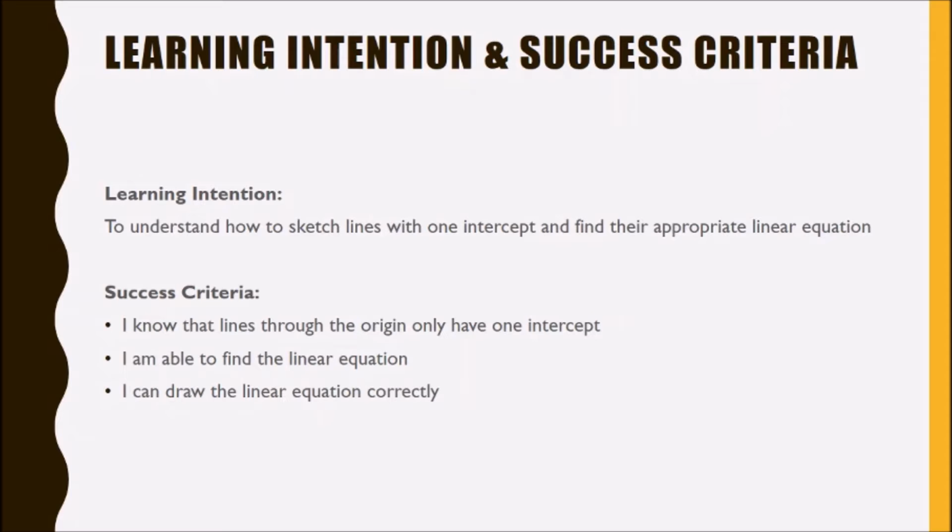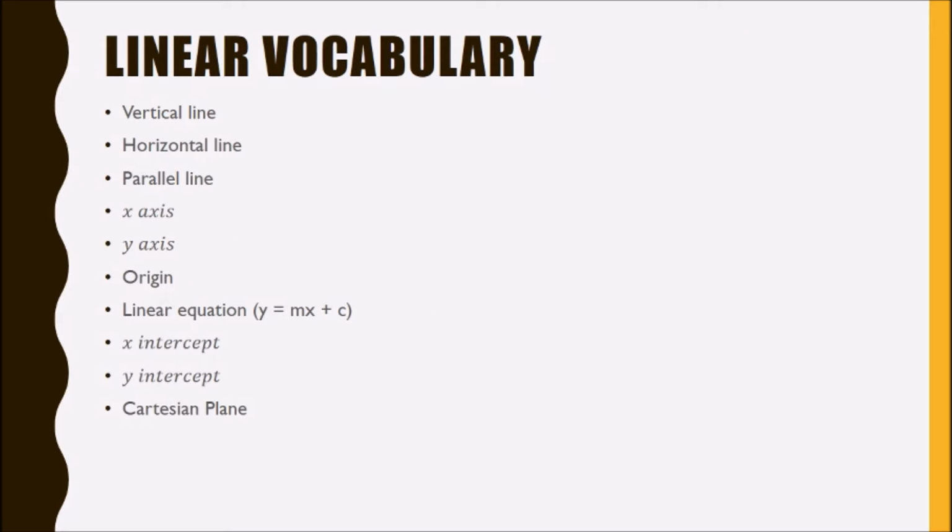You need to be able today to know that the lines through the origin only have one intercept, and we're going to tell you which one. You need to be able to either find the linear equation or draw the linear equation correctly on a Cartesian plane. Right before we get started, there's a few things that you just need to know.